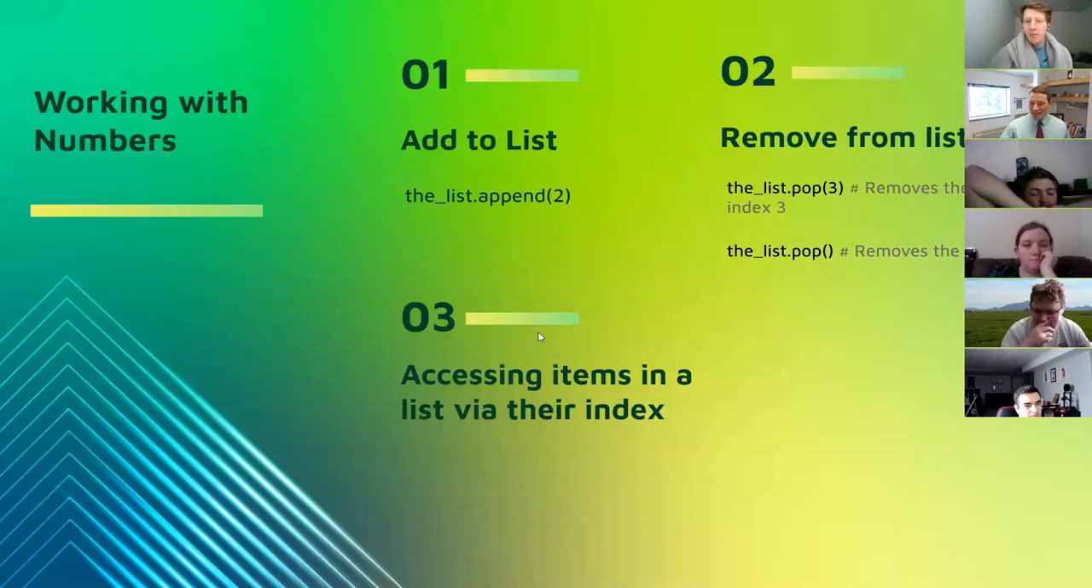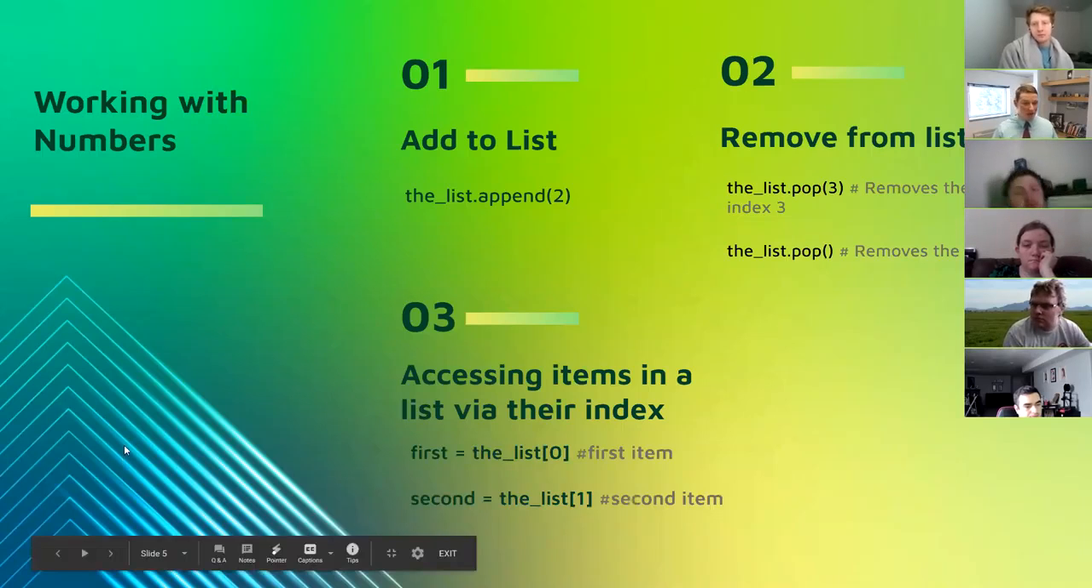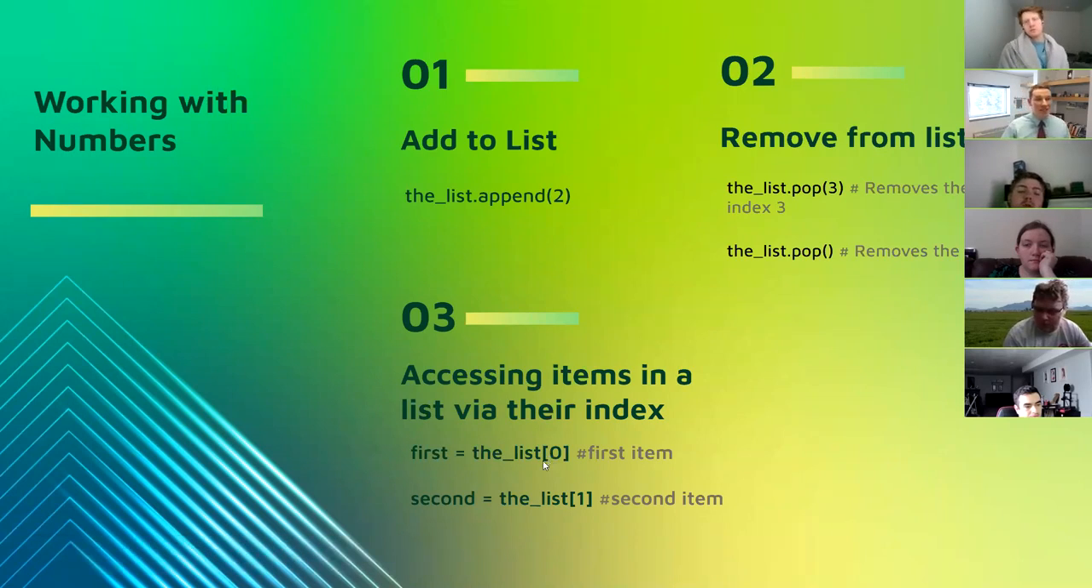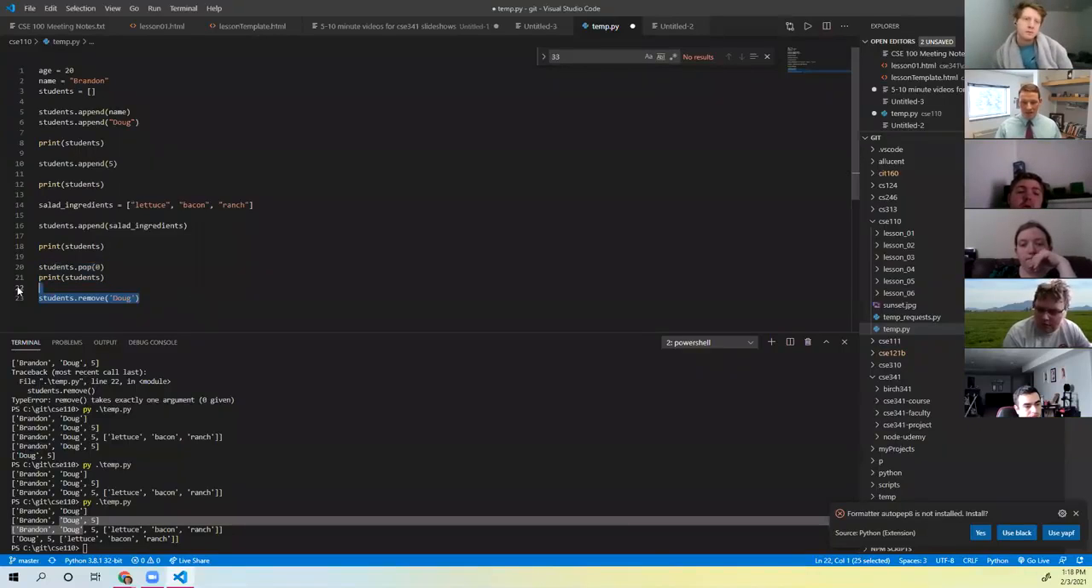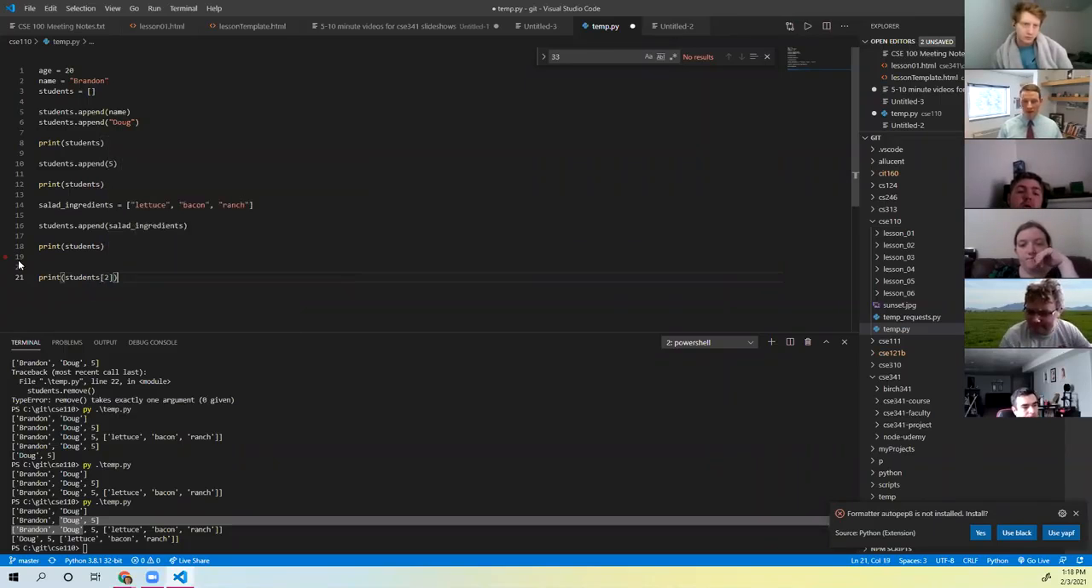All right, accessing items in a list via their index, okay? This should come as no surprise to you guys, but we have square brackets for our list anytime we want to declare a list, and I can access any specific item in a list with our bracket notation here. So let's stop deleting stuff out of here, and I'll just say print students at index of 2, okay? What is that print statement going to look like?